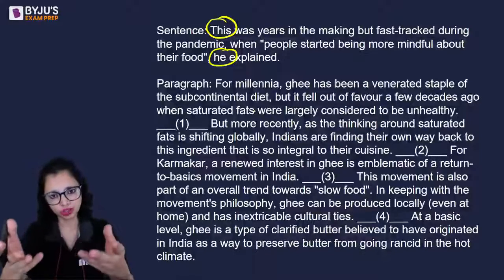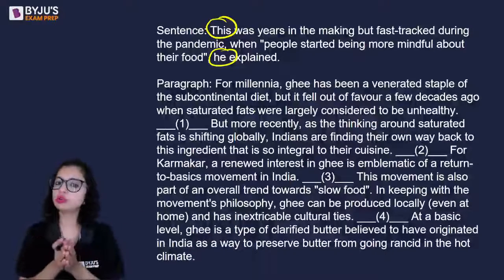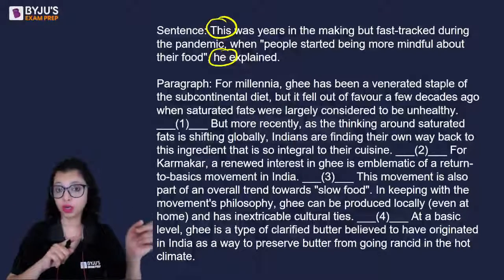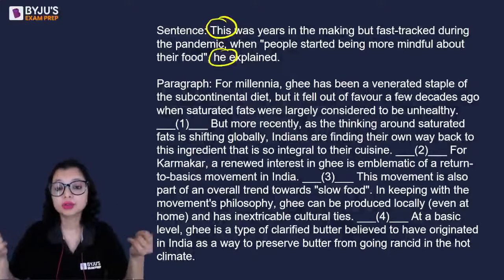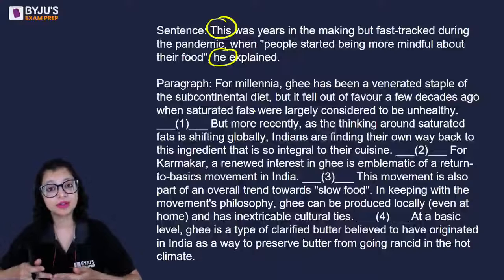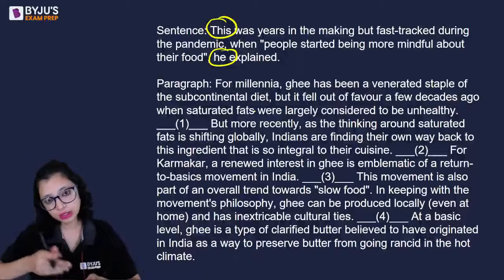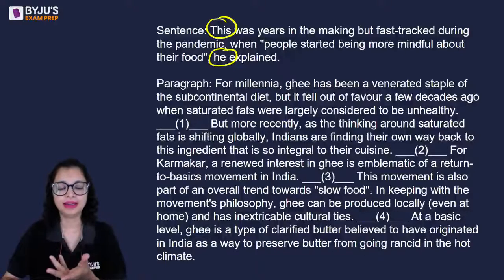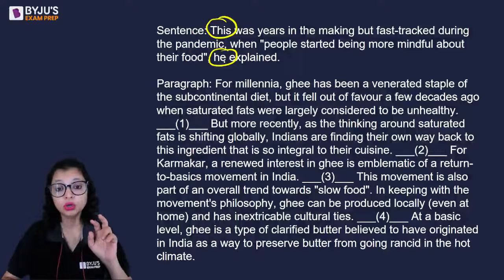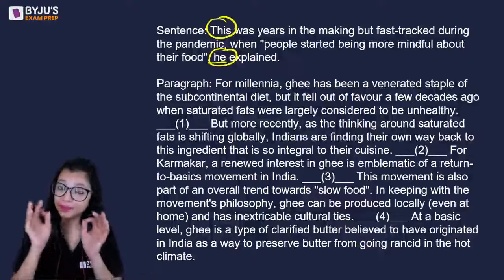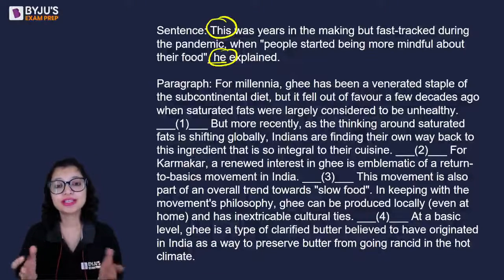Which statement will this given statement in the question go with? When I say this was years in the making, it's a pronoun used for a noun. You have to answer what was years in the making, what was happening over many, many years. It gradually happened. It was created over many, many years. But it fast tracked during the pandemic. What fast tracked? What was years in the making? One hint. Two, he explained. Who is he? There has to be a noun mentioned before it. That's the biggest hint. Who is he we're referring to?